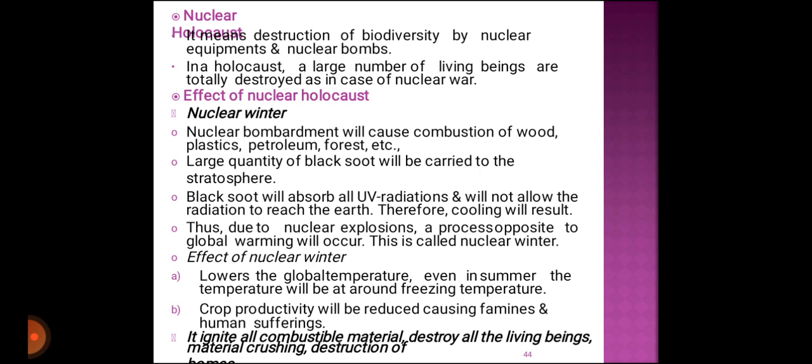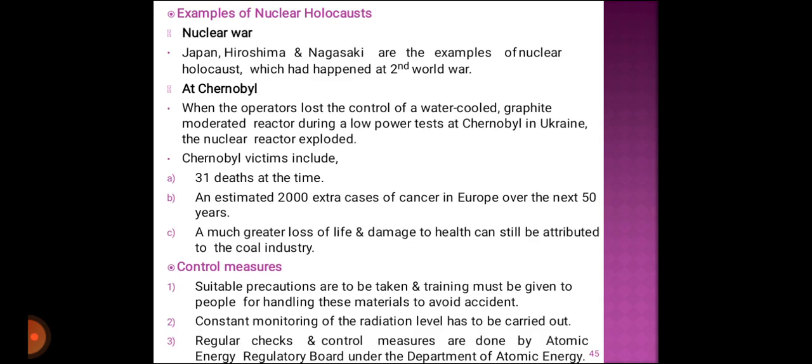So the examples of nuclear holocaust are nuclear war and the Chernobyl disaster. Then the control measures for nuclear winter and holocaust: suitable precautions are to be taken, and training must be given to people for handling these materials to avoid accidents. Then constant monitoring of radiation levels has to be carried out. Regular checks and control measures are done by the Atomic Energy Regulatory Board under the Department of Atomic Energy. So nuclear war and the Chernobyl disaster are the main case studies of nuclear holocaust.